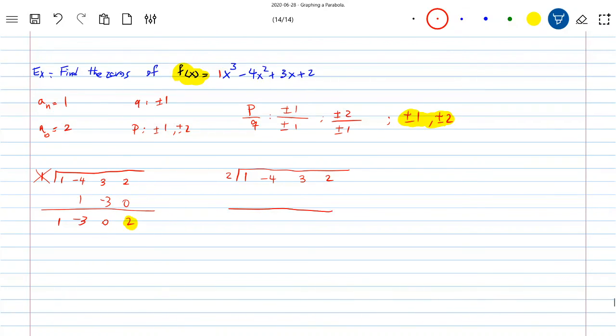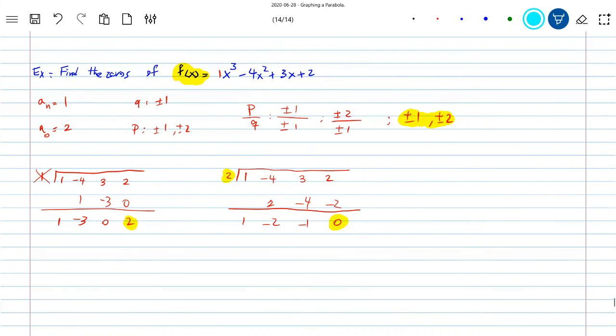Okay, here, if we drag down the 1, 1 times 2, 2. Negative 2 plus 2... 1 times 2 is 2. Negative 4 and 2... add them up, negative 1. 3 and negative 2, here we got 0? Negative 2 times 2 is negative 4. Add them up, negative 2... The final remainder is 0. So what can I say? Remainder is 0. Therefore, 2 is the number that we were looking for.